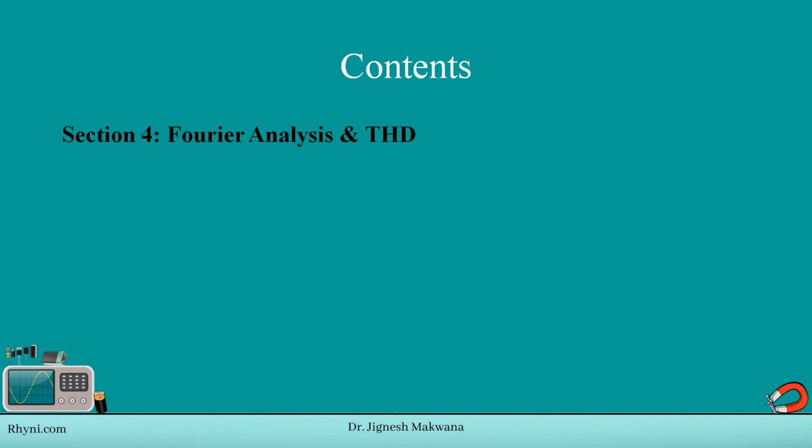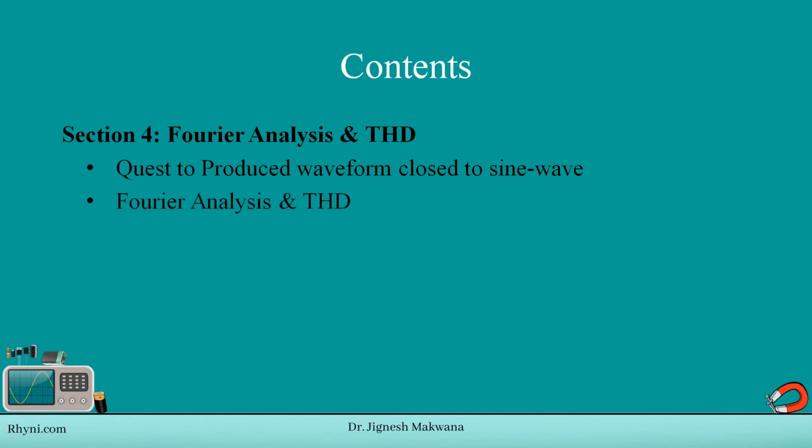In section 4, we will analyze the output waveform of inverter for harmonics analysis. We will derive the harmonic spectrum and we will find total harmonic distortion. It will be mostly calculations and concepts of Fourier analysis that we use to analyze the waveform. First we will see the quest to produce a waveform close to sine wave. That means we will try how, instead of square wave, we can go nearer and nearer to the sine wave and produce a better output waveform with minimum harmonics.